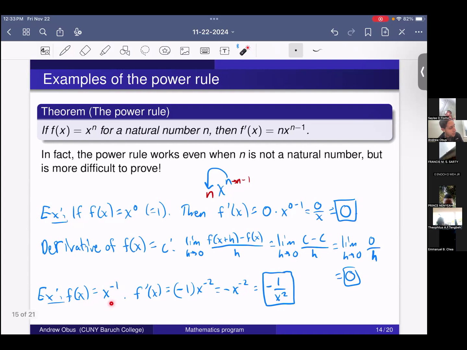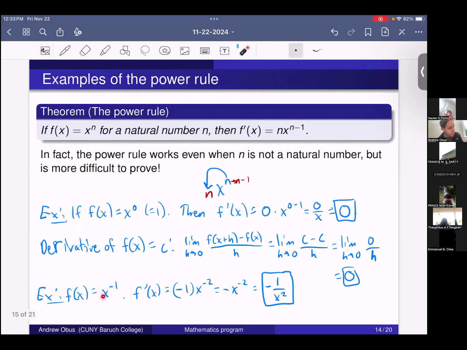And remember, our first homework example today, this was our function, and we evaluated this at x equals 1. And the answer we got was negative 1. And that's exactly what you get by this formula. If you punch in x equals 1, you get negative 1 over 1. Okay? So the power rule gives you the right answer there also.